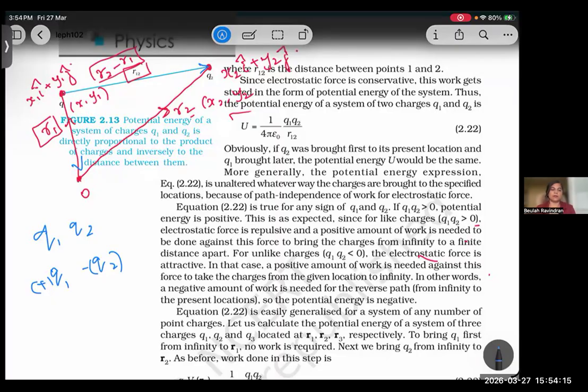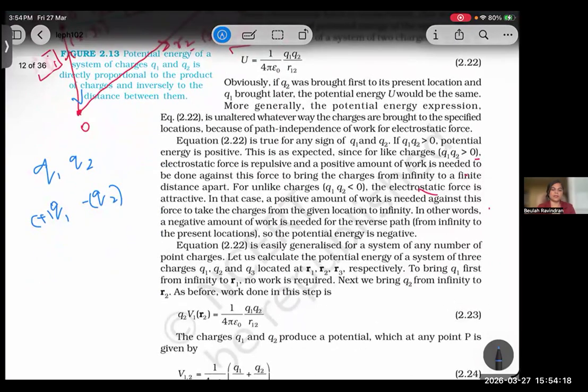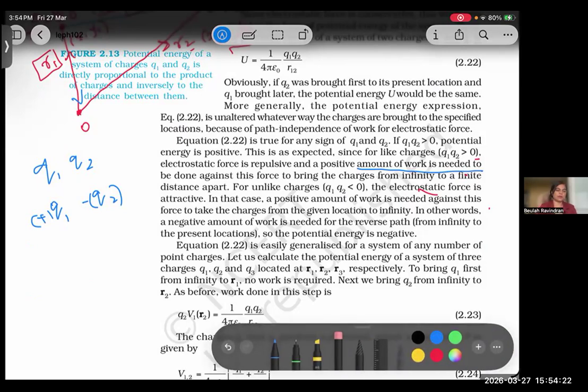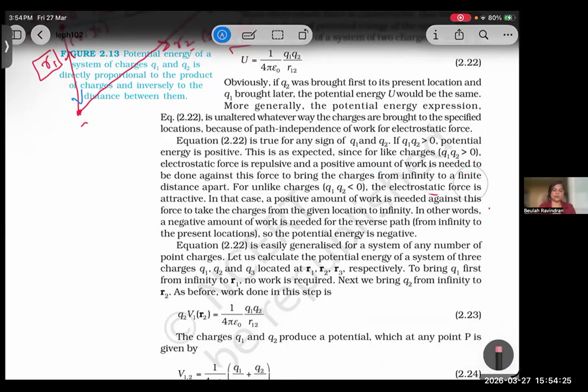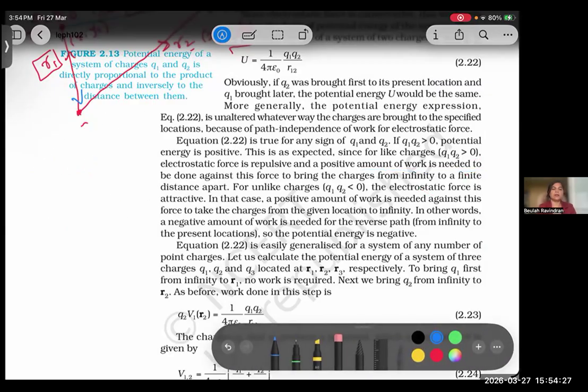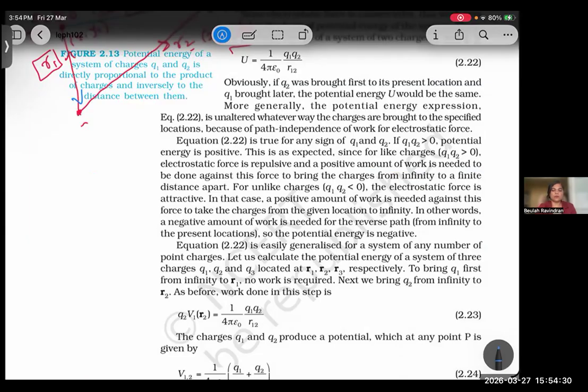So all of you take down the notes from this. This is a very important point. All of you take down the notes. If Q1 Q2 is greater than 0, the potential energy is positive. You can write in your notebook: Q1 Q2 is greater than 0, potential energy is positive. Q1 Q2 greater than 0 means, in the bracket itself, you can write like charges.